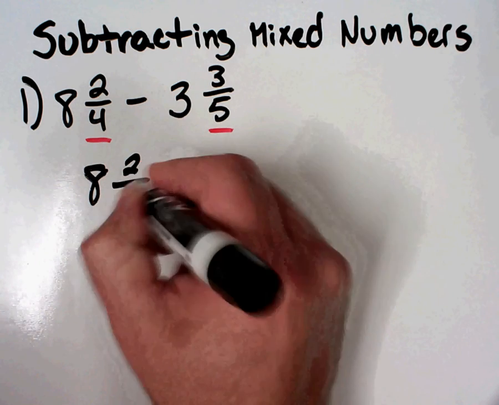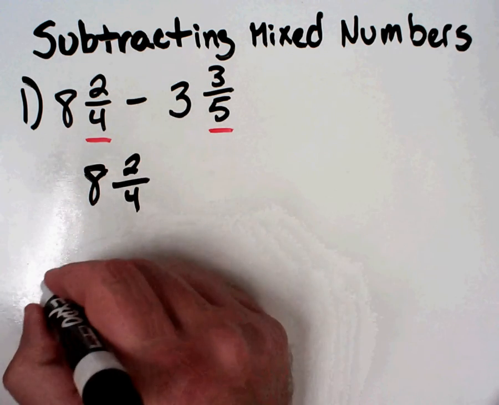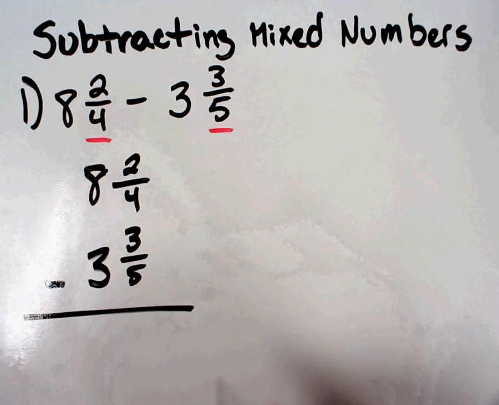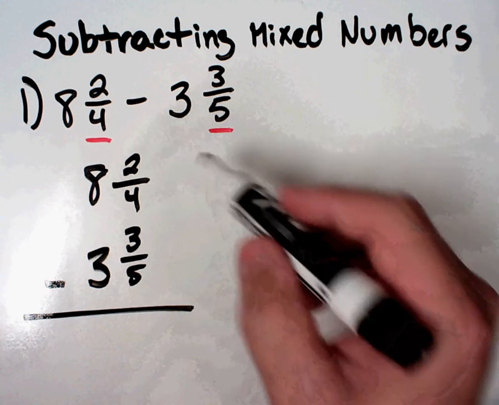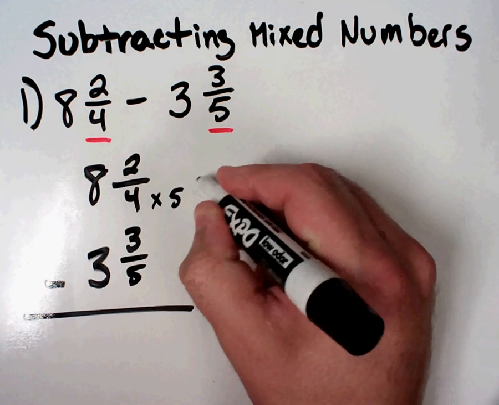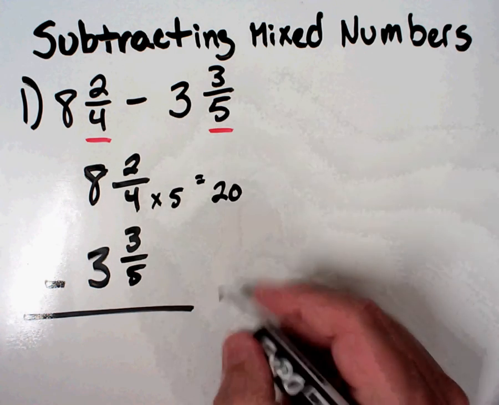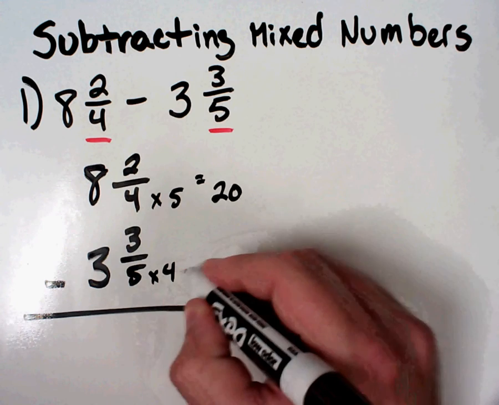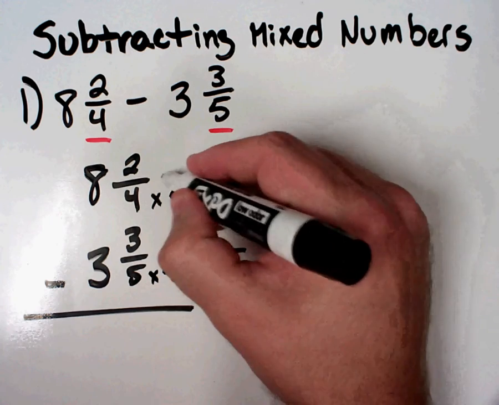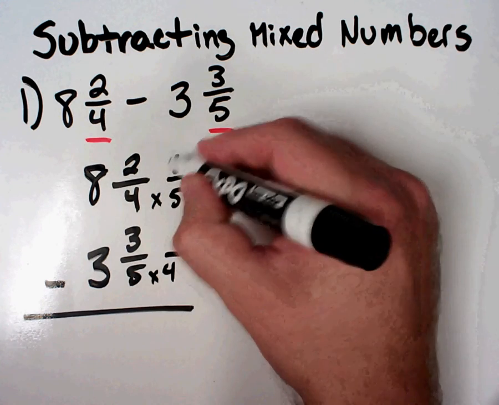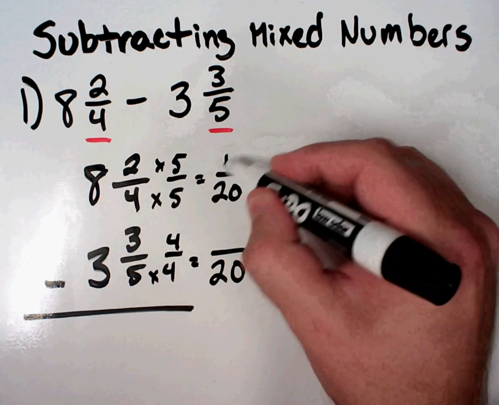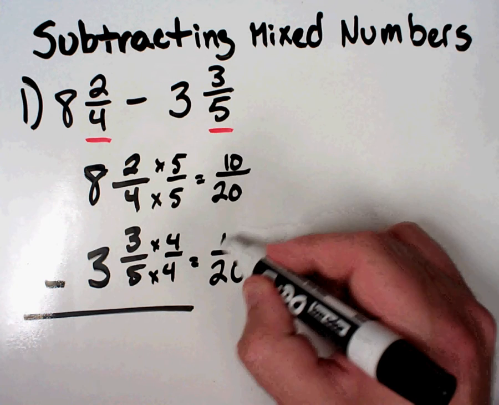So I'm going to set this up a little differently so that I can work across. I need a common denominator, so I'm going to multiply my denominators. The 4, I'm going to multiply by 5 to give me 20. And the 5, I'm going to multiply by 4 to give me 20. Now remember, whatever I multiply the denominators by, I must also multiply the numerators by. So 2 times 5 gives me 10. 3 times 4 gives me 12.